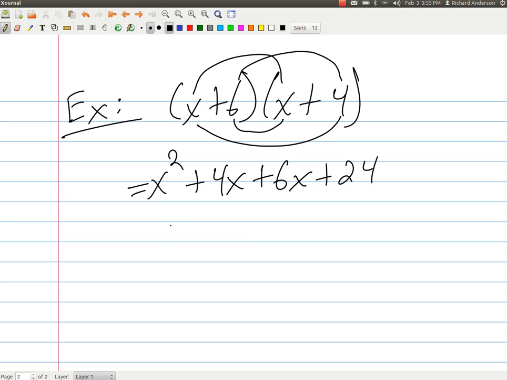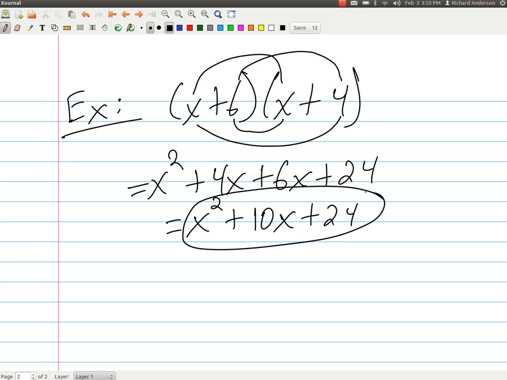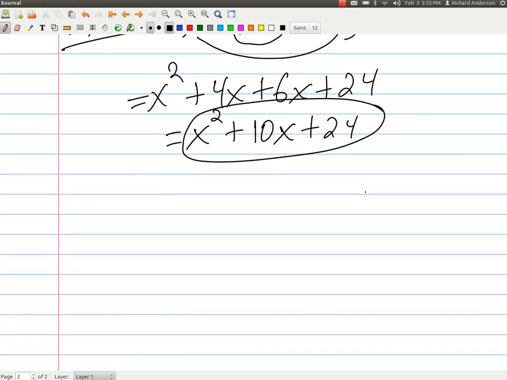Okay. Last step, of course, is to combine my like terms, which are going to be the middle two here for obvious reasons. 4 and 6 will add to give me 10, and that is my final answer. All right.